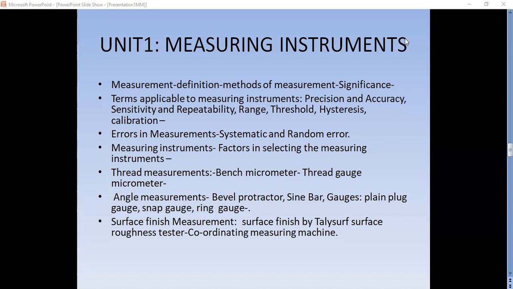Then thread measurements by bench micrometer, thread gauge micrometer. The angle measurements by bevel protractor, sine bar, gauges, plain gauge, plug gauge, snap gauge, and ring gauge. Surface finish measurements, surface finish by Tally surface tester, coordinate measuring machines.